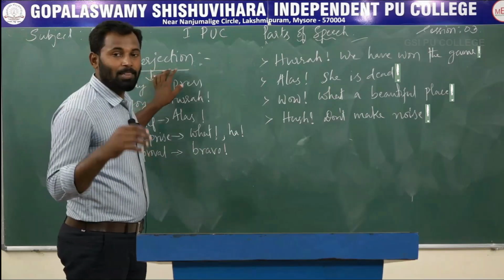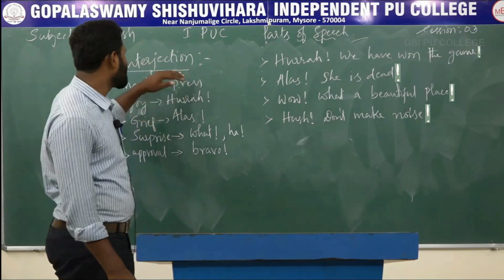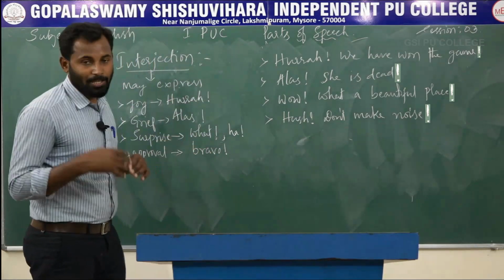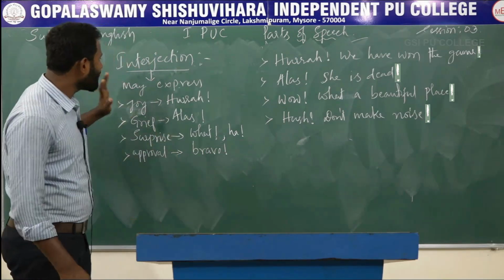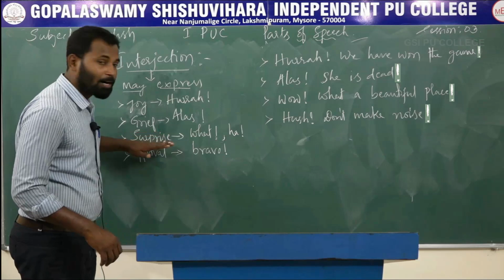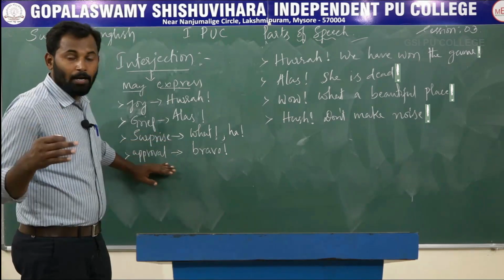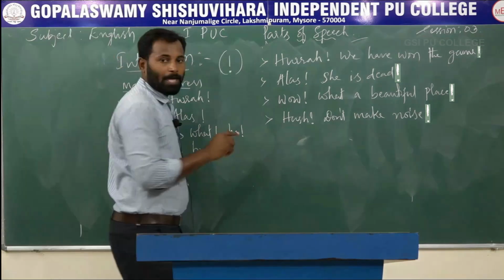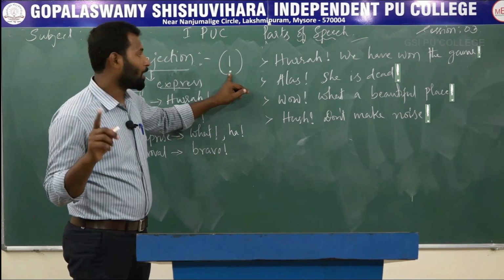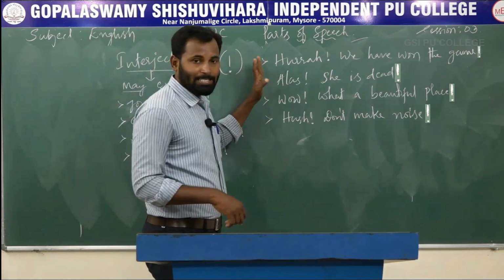So let us now see the last part of speech, that is interjection. What is an interjection? Why is an interjection used? Like I have written here, an interjection may express joy, grief, surprise or approval. And you must note one thing, an interjection will always end with an exclamatory mark. So let's see the examples.